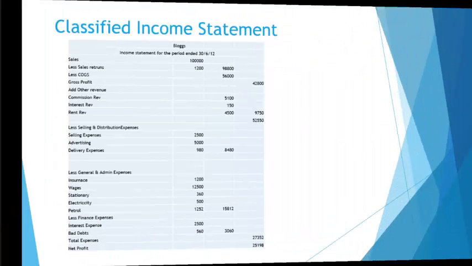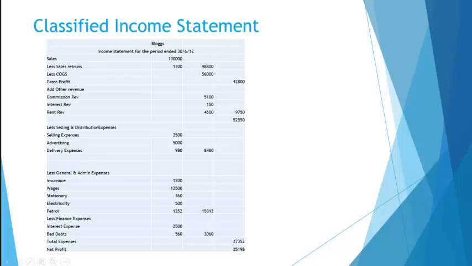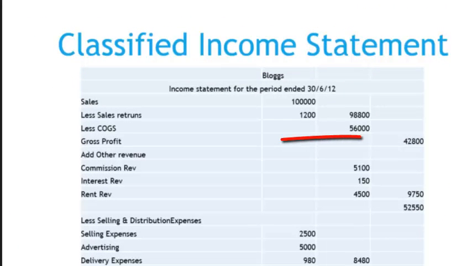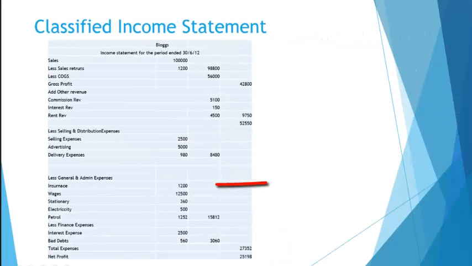Now let's keep going. Here we have a classified income statement to show all those different classifications. You'll see it's a bit more complicated. We have other revenue up here. We have selling and distribution expenses, general admin expenses, and finance expenses. So they're the three different types of headings that we now have to learn how to classify when we are drawing up an income statement.